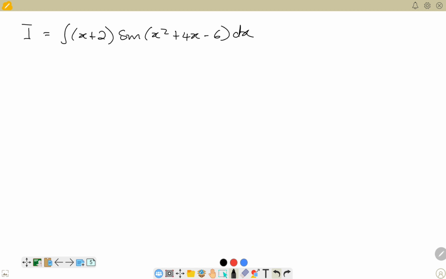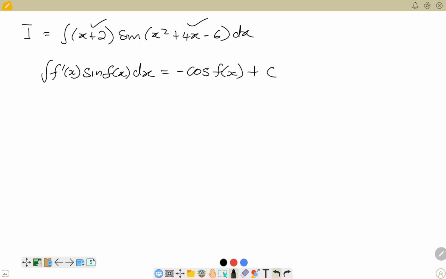Okay, here we know that the integral of sin f(x) dx is actually negative cos f(x) plus c. This is very short, but we need to know how to use it properly. I need to check that when I differentiate the f(x) inside, I should get f prime here to be correct.